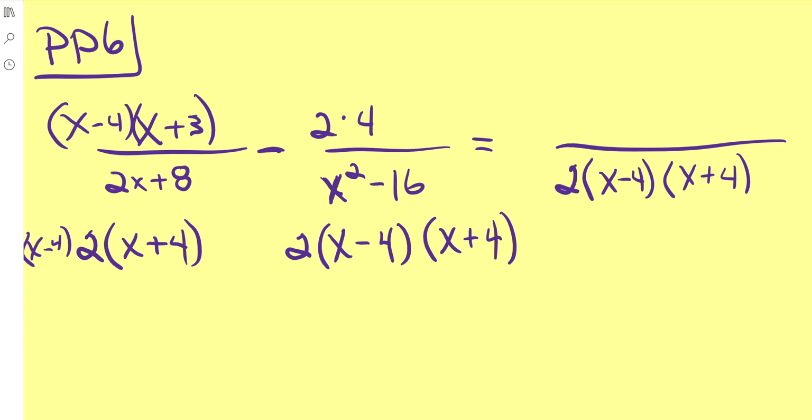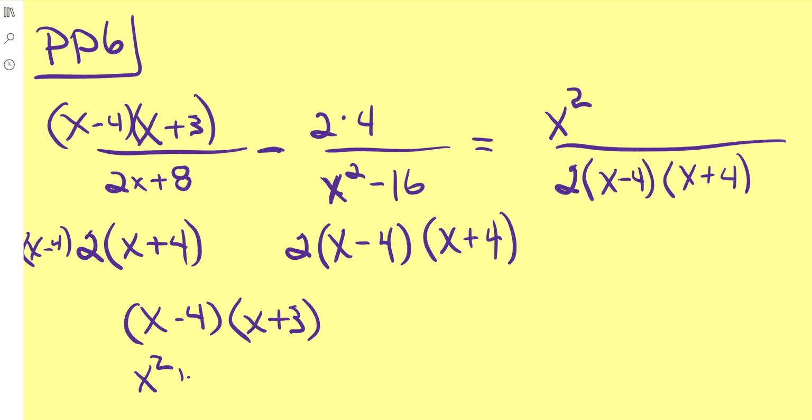So this means I have to multiply this together, this x minus 4 times x plus 3. And when I do, I'm going to try it over here. I'm going to get x squared. X times x is x squared. Or I'll tell you what, I'm going to do it like this. X minus 4 times x plus 3. I'm just multiplying these together. And then I'm going to have x squared. Outside is plus 3x. Inside is minus 4x. And last is negative 12.